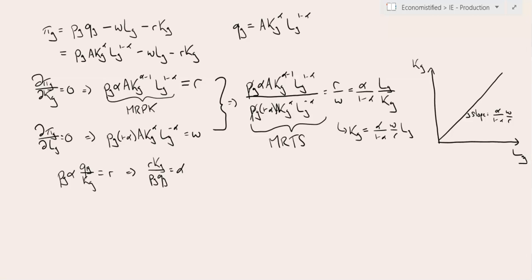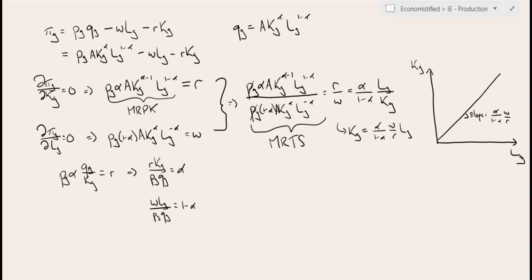And this is a unique result for the Cobb-Douglas production function, that factor shares are just constant and equal to the factor intensities. We can derive a similar expression for the labor share, which of course is just equal to 1 minus alpha.